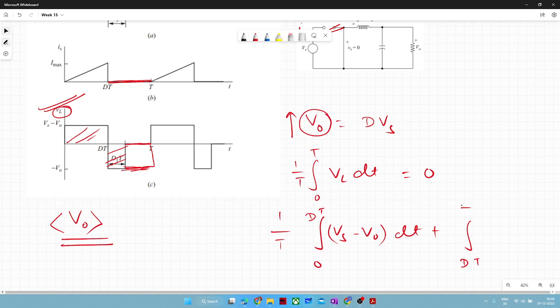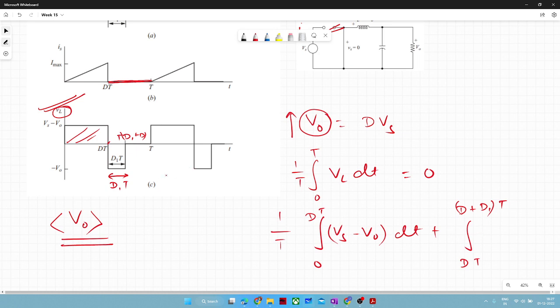DT to T. Now here not DT to T because some portion is 0 here. So DT to D plus D1 into T, right? Any doubt till this point? It is getting started from DT and this portion width is D1 T. Let me erase this portion. So this point will have the value D plus D1 into T.